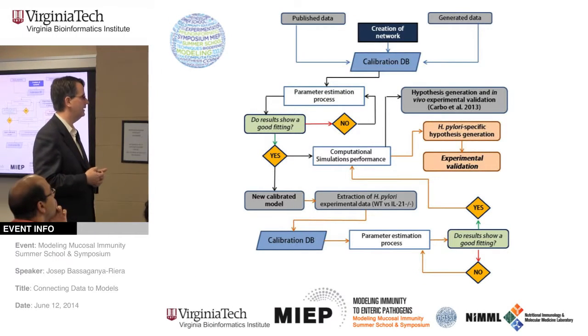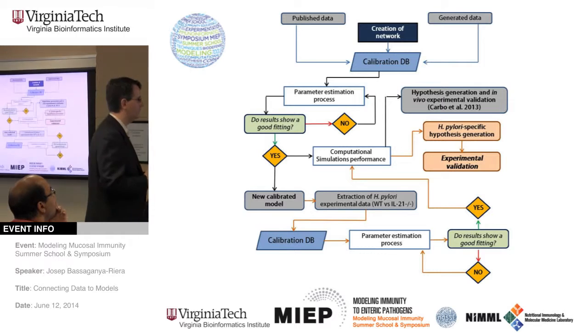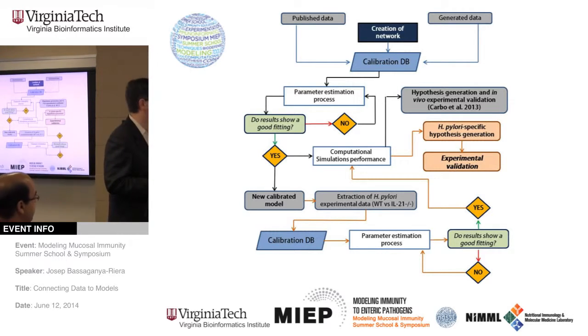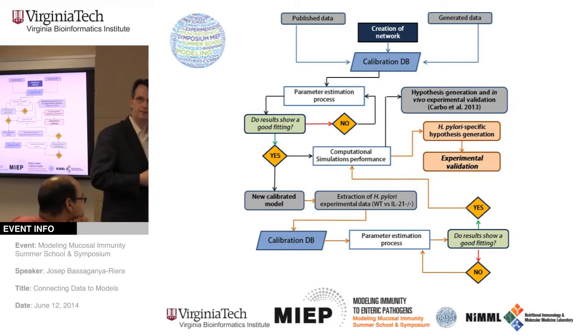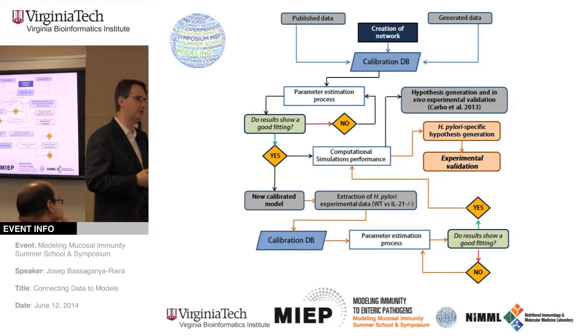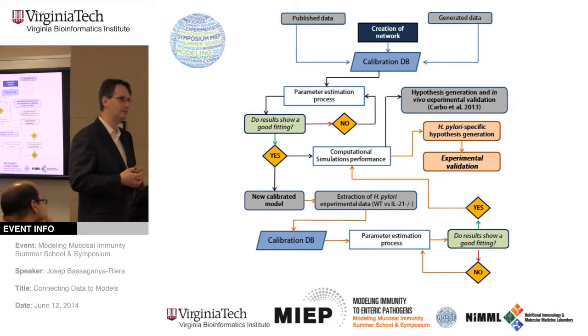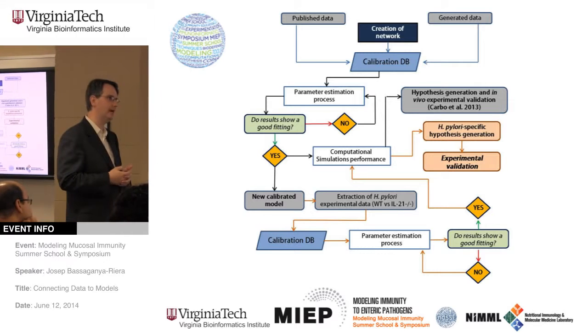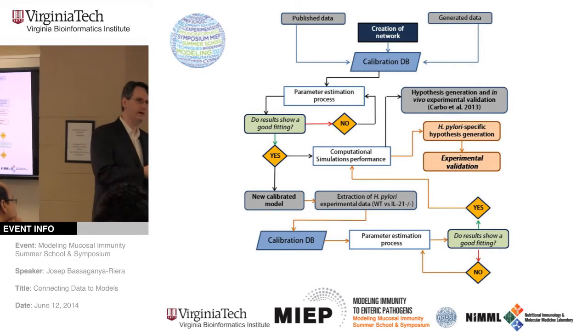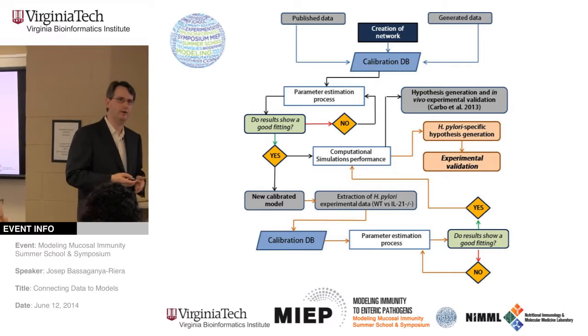And so this shows basically that we had calibrated the model initially for the publication of 2013. We recalibrated this model again with a data set from CD4 T cells extracted from H. pylori infected mice, and we had wild-type mice and IL-21 knockout mice.